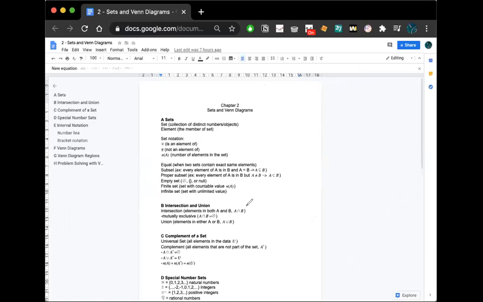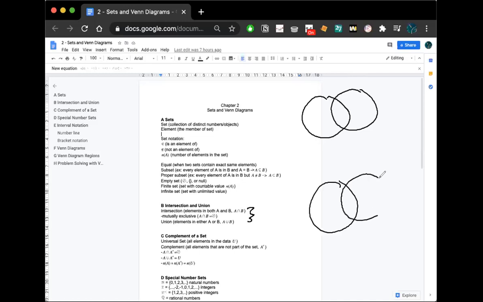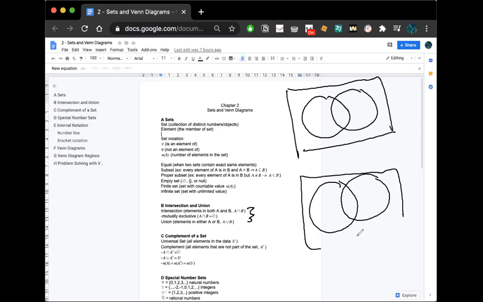Okay, so we're going into intersection and union. Finally, Venn diagrams. Okay, so this is a Venn diagram. You should know about this, or else I am concerned about your mathematical knowledge, because you're expected to know this before you go into IB. But okay, so an intersection and union. So this is intersection and this is union.